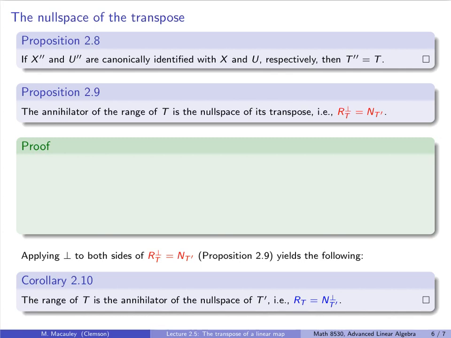Now I didn't think to actually write down both of these, so I just wrote down one of them typed up, but I basically said both of them. You apply perp to both sides, and you get the following corollary. The range of T is the annihilator of the null space of the transpose, i.e. just this.